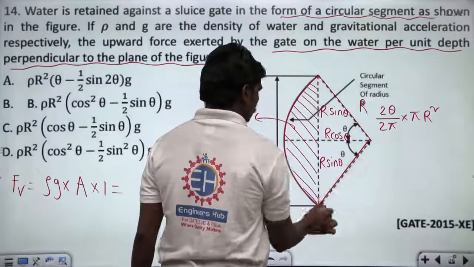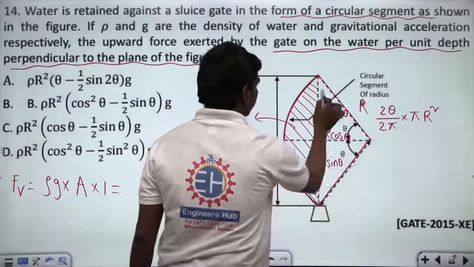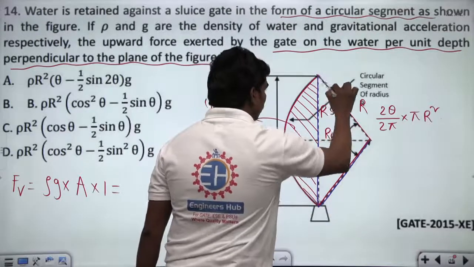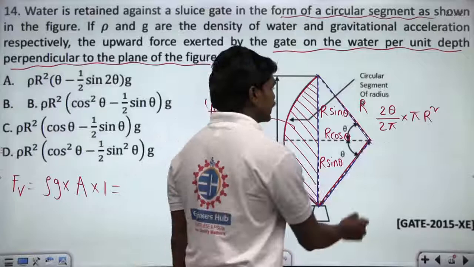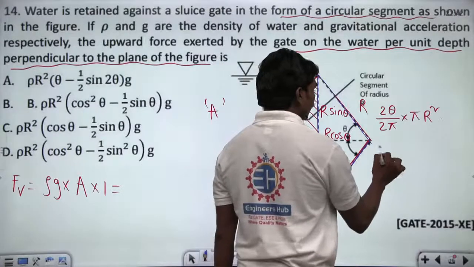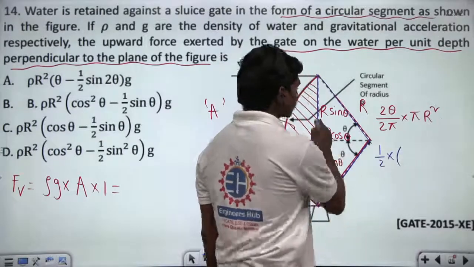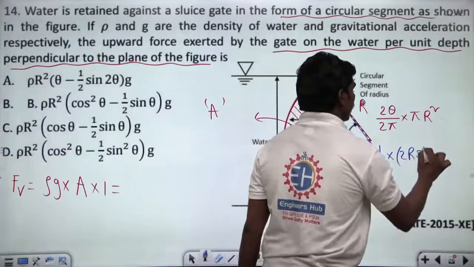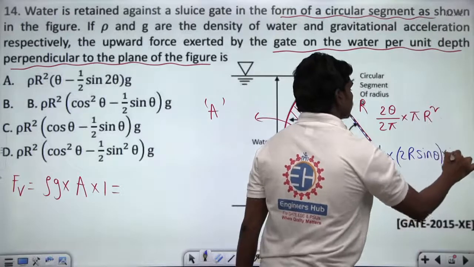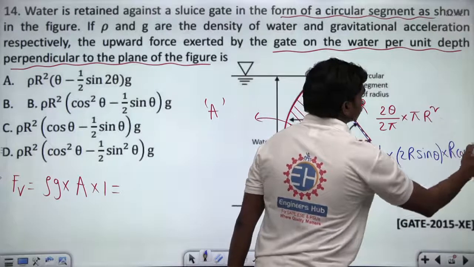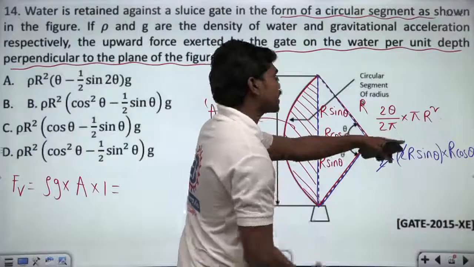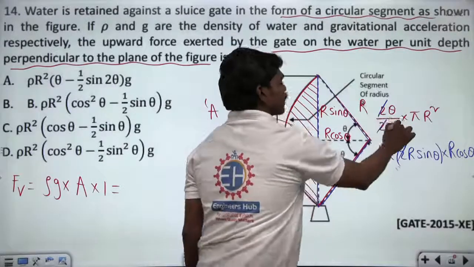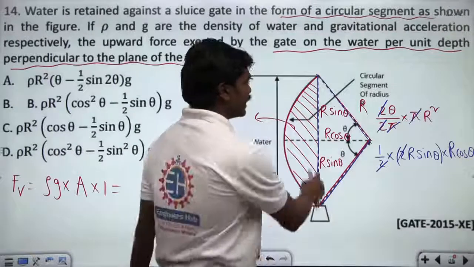So what's the area of this complete triangle? Let me show you the complete triangle which I am talking about. Area is half into base. Base is r sin theta plus r sin theta, total 2r sin theta, into r cos theta, which is the height of the triangle. So 2 gets cancelled. If you subtract this value r square sin theta cos theta from theta r square, where pi gets cancelled, then you will get the area of the shaded part.